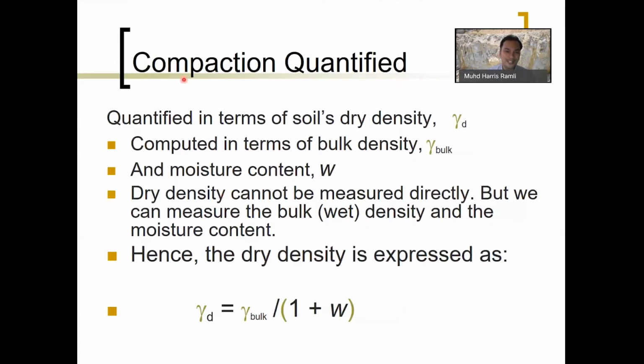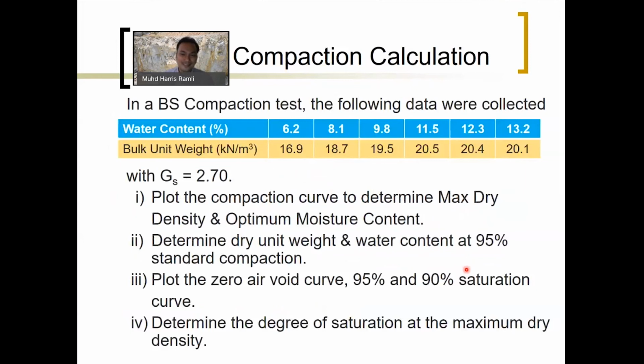Okay, come back to this one, compaction quantified. It is quantified in terms of dry density and computed in terms of bulk density. Why bulk density? Because this is the amount of soil that you can actually get at site. Moisture content and bulk density can be measured directly. So dry density is expressed as gamma dry equals gamma bulk over 1 plus the moisture content. Okay, so this is one example.